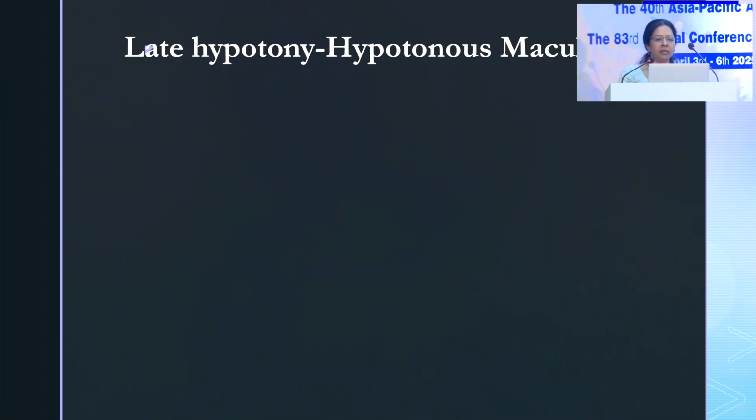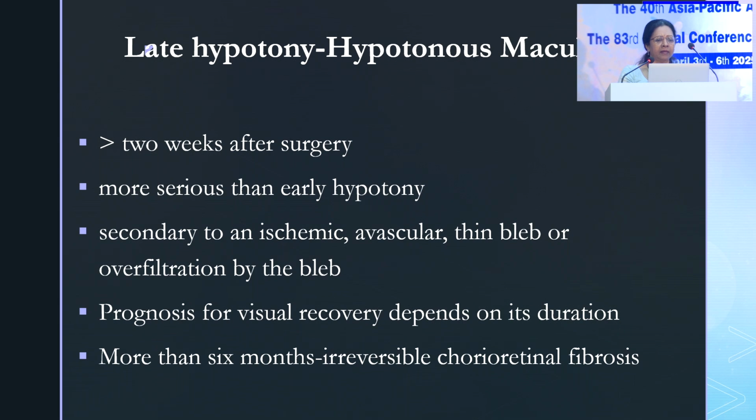Late hypotony, the main thing is hypotony maculopathy. The chamber is very well formed, but the pressures are low, and late hypotony is when hypotony occurs after 2 weeks. It's more serious than early hypotony and usually secondary to an ischemic avascular thin bleb or overfiltration of the bleb. The prognosis depends upon its duration.